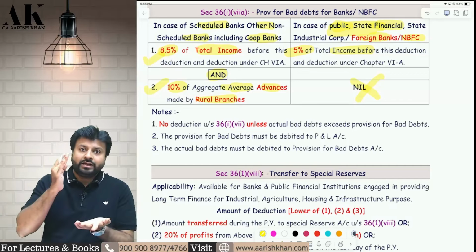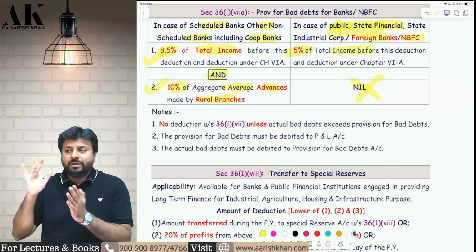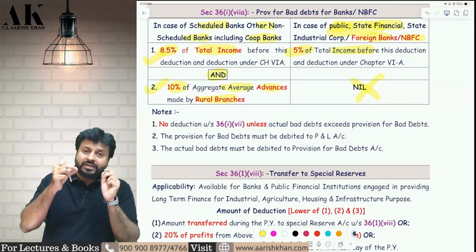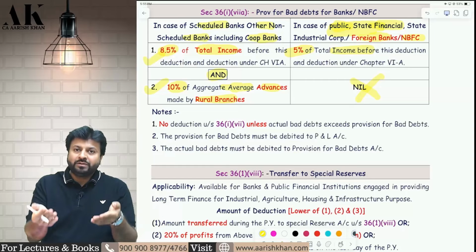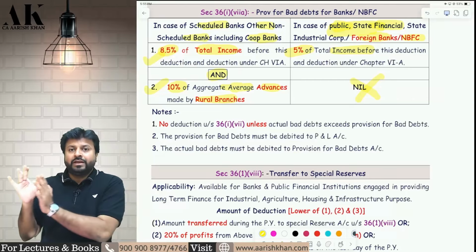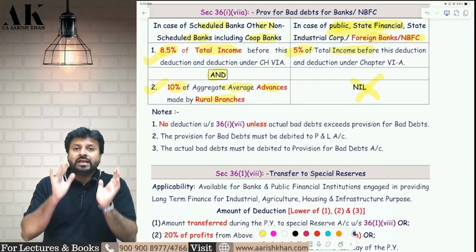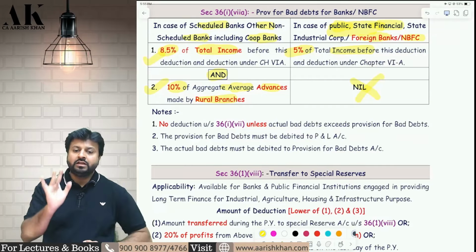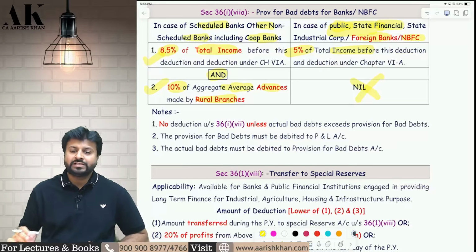Now when you compare your actual bad debts with provision for bad debts, you have to compare your actual bad debts with the opening provision as well as the current year provision. Suppose opening provision for bad debts is 100 and current year provision for bad debts is 50. So you have to compare your actual bad debts with 150 rupees and not only with the current year provision. Be very careful. That is where the majority of the students make a mistake.